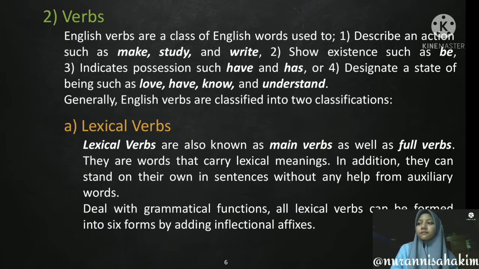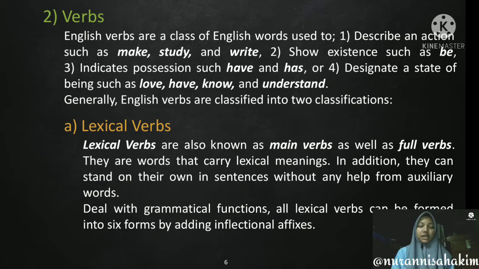The second point of content words is verbs. English verbs are a class of English words used to describe an action such as make, study, and write, show existence such as be, indicate possession such as have and has, or designate a state of things such as love, have, know, and understand. Generally, English verbs are classified into 2 classifications. There are lexical verbs and auxiliary verbs.